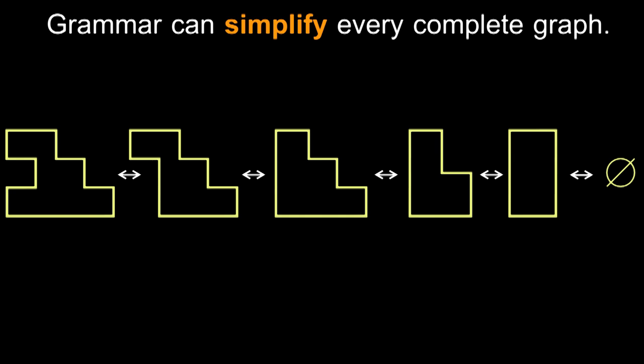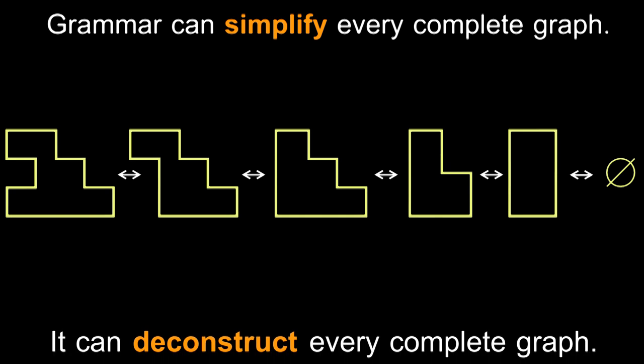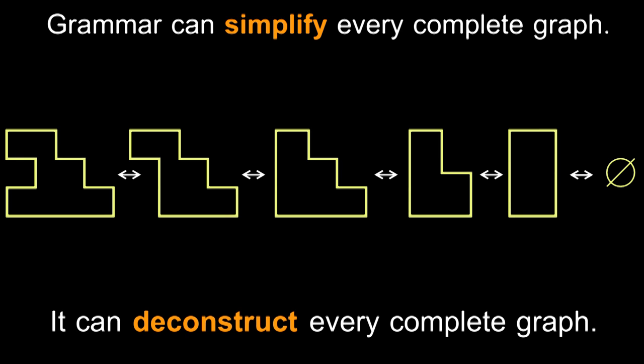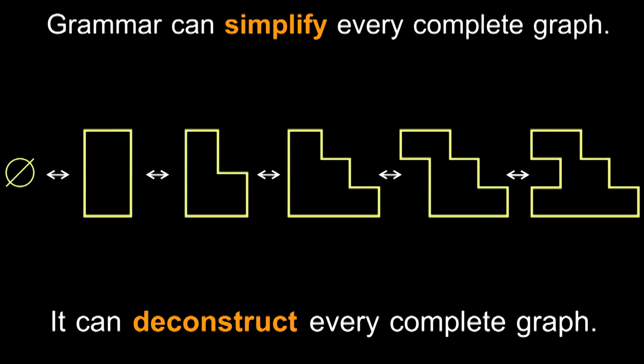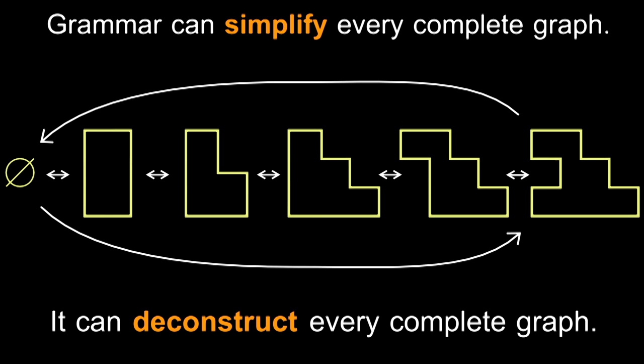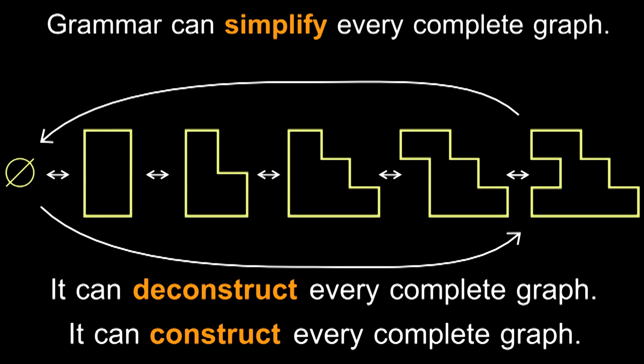with nothing in it. This grammar can reduce any complete graph to nothing, and each of these steps can be reversed. If a grammar can reduce any complete graph to nothing, it can reverse this. It can construct any complete graph from nothing.